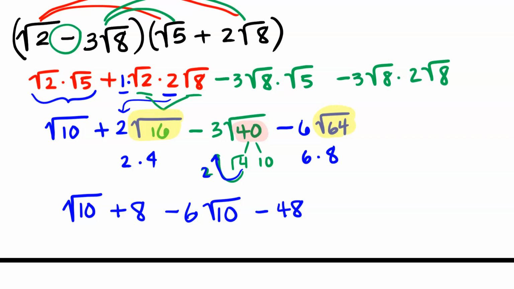And, oh wait, that's really not my final answer because I have a lot of like terms now that I simplified everything. The root 10s, I have 1 root 10 minus 6 root 10s. So there's negative 5 root 10s. And for the number portion, I have a positive 8 and negative 48. So I end up with a negative 40.